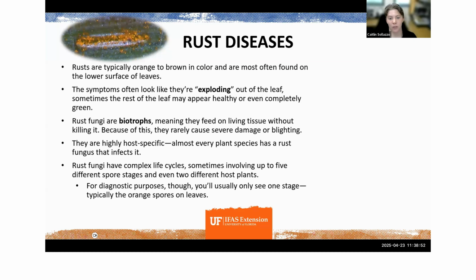Rust fungi are biotrophs. So this is something I mentioned in the very first webinar, and it's not really important to know the term biotrophs, but what this means is rust, they extract their nutrients from living tissue, killing the tissue, causing leaf spots, and then eating the dead tissue. They extract nutrients from the living tissue, and so they don't usually create very distinctive leaf spots. And this is because they're not killing the tissue, at least not early on in the infection. They're a nutrient sink. So they're stealing nutrients, but keeping the plant alive.